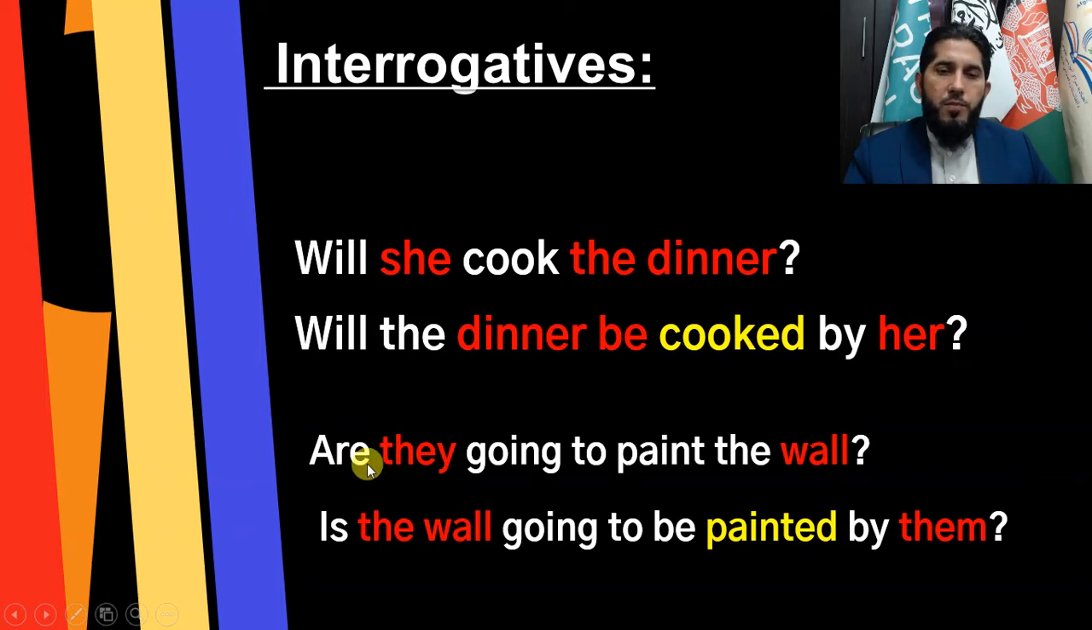Now look at this example. Are they going to paint the wall? So instead of will, I've brought the auxiliary be going to. So are they going to paint the wall? Or in spoken English, are they gonna paint the wall?